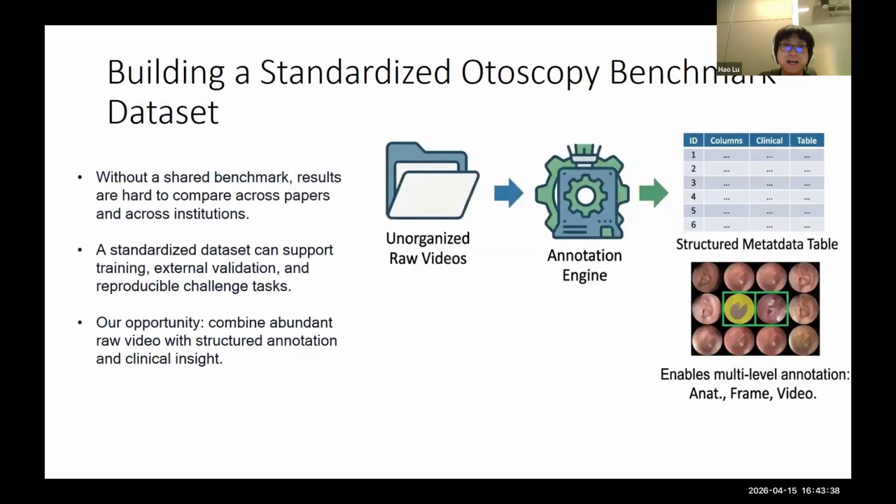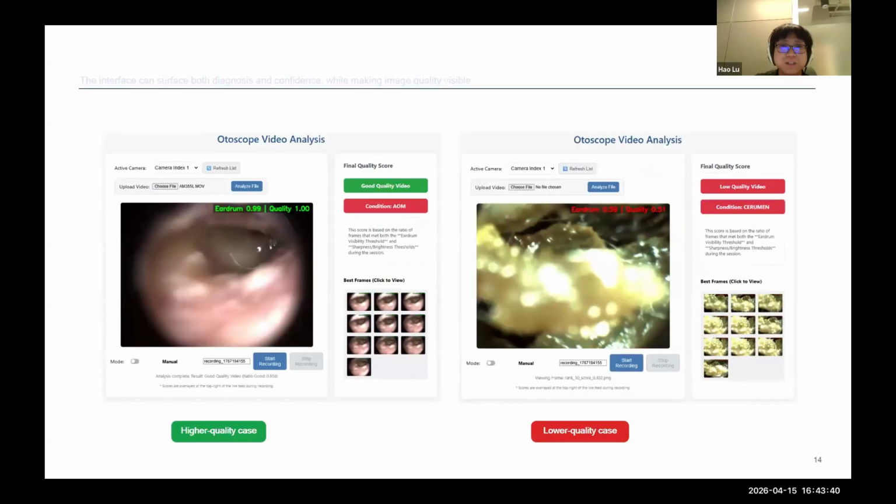And this is why we have a video quality indicator in our interface, trying to tell the doctor the current frame doesn't have a very good quality. You should change the angle of the otoscope or change the brightness. But currently, we only have this score to tell whether the quality is high or low, but we still cannot tell the doctor what to do to make the quality better. Okay. Maybe this will be our future work.